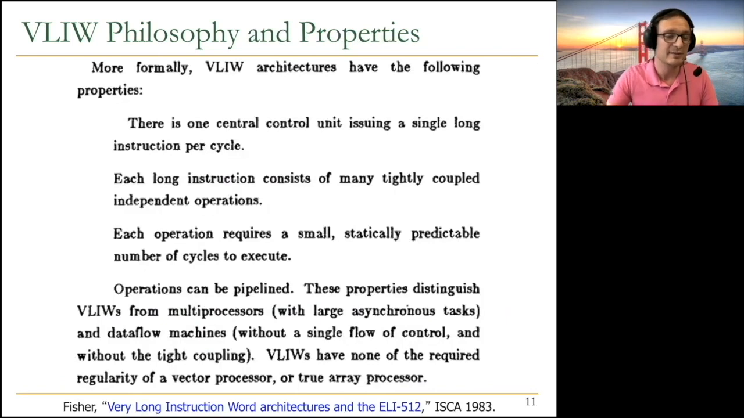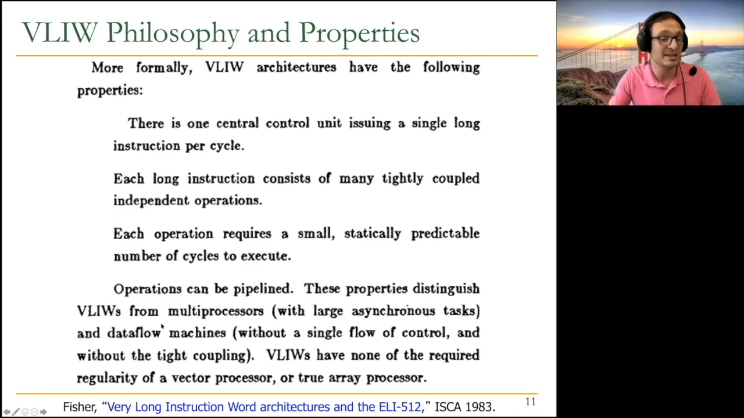So this is directly from the paper that I mentioned. Very quickly, this defines VLIW architectures. There's one central control unit issuing a single long instruction per cycle. Each long instruction consists of many tightly coupled independent operations. These are fine-grained operations that are independent of each other. Each operation requires a small, statically predictable number of cycles to execute. That's important. Statically predictable, so that the compiler can do the scheduling nicely. And operations can be pipelined, as you can see.